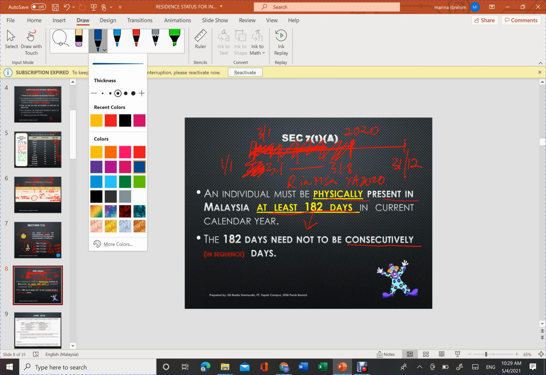Let me go with blue lah. Okay, merah ni sangat. Red is too bright. Okay.